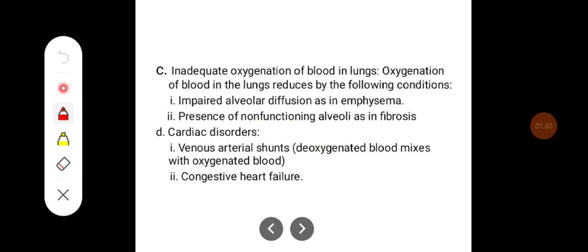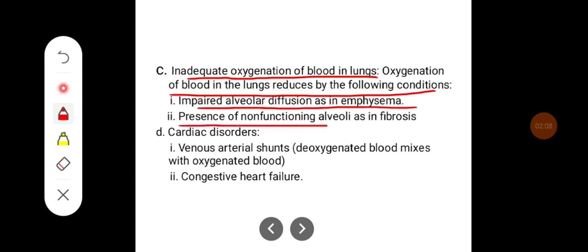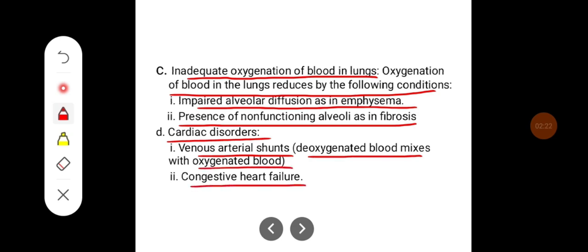Inadequate oxygenation of the blood in the lungs also leads to hypoxic hypoxia. Oxygenation of blood in the lungs reduces in conditions such as impaired ventilation, impaired alveolar diffusion as in emphysema, and presence of non-functioning alveoli as occurs in fibrosis. Some cardiac disorders like venous arterial shunts, where deoxygenated blood mixes with oxygenated blood, can happen in congestive heart failure.